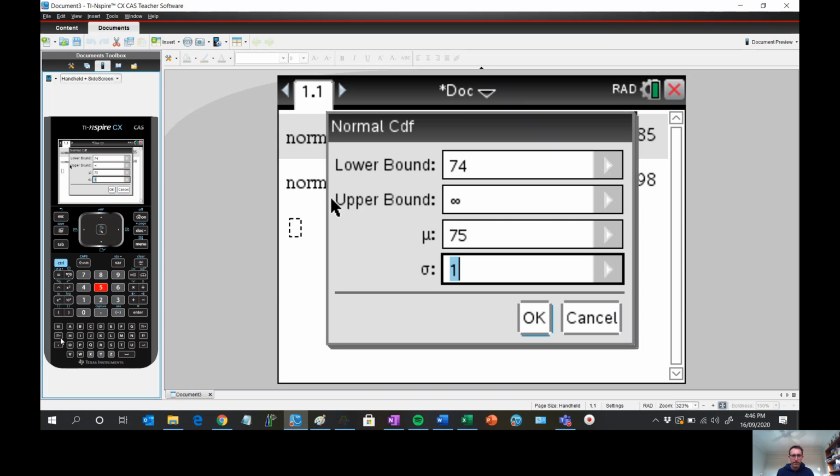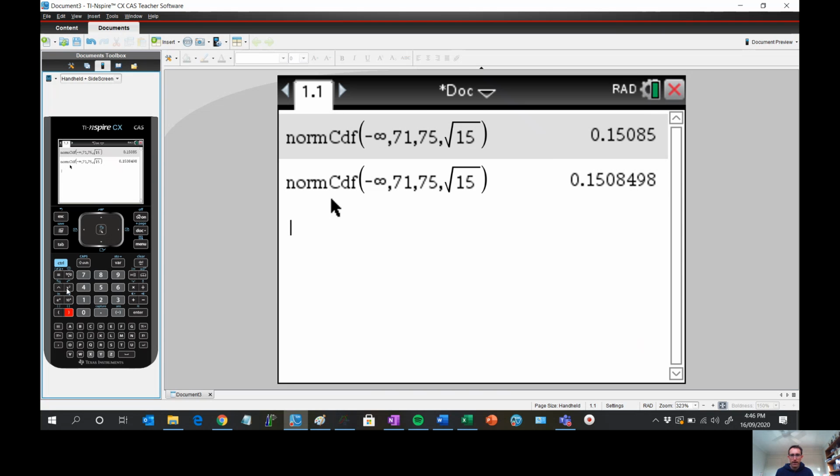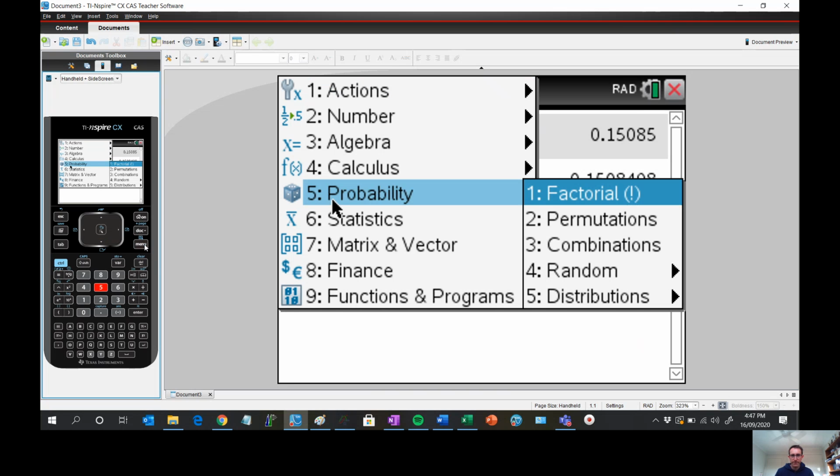Now mu was 75. We had square root 15. You could find the square root of 15 first, but make sure you have lots of decimals and keep as many as you can. Or you could do 15 to the power of 0.5. Works in here. Hit enter. And for some reason, it didn't give me the result. Gotta love it when technology does that.